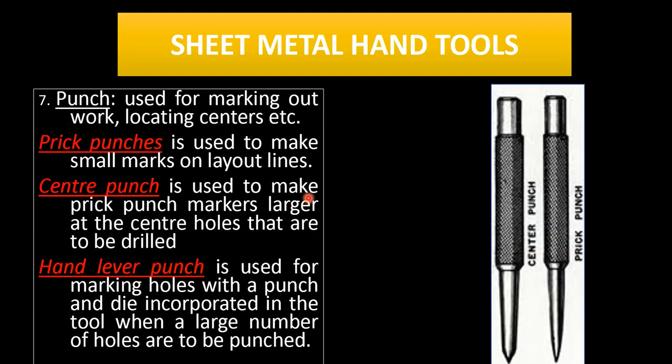And after that we have punches. Punches are again used for marking, and they have a pointed or a blunt shape. Over here we have different types of punches: prick punch, center punch, hand lever punch.